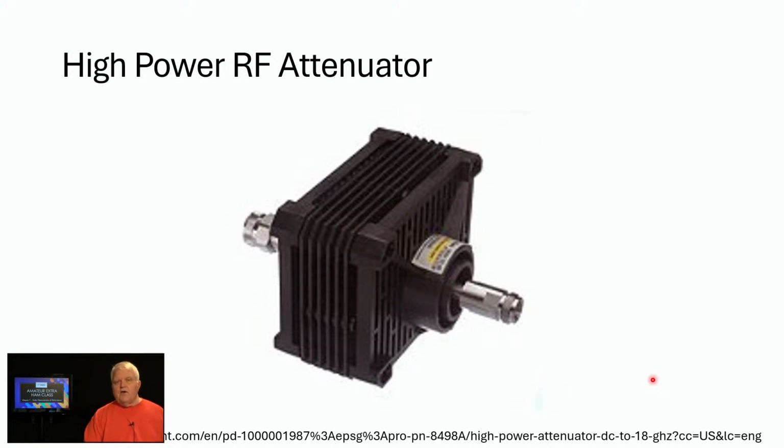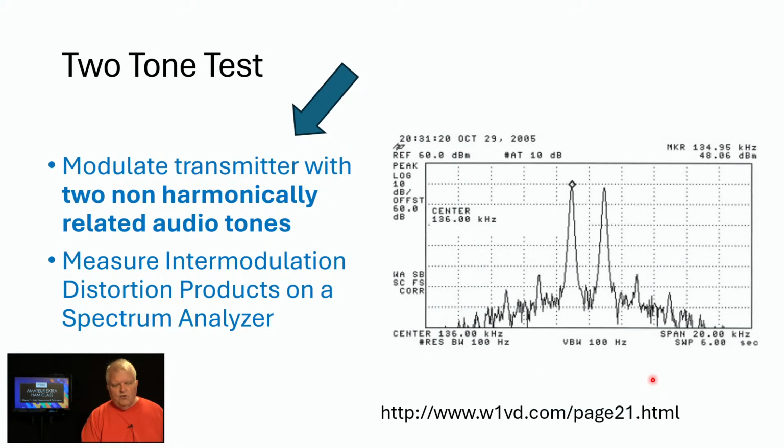And spectrum analyzers are used in conjunction with something called the two-tone test. It's when you modulate a transmitter, an audio transmitter, with 2 non-harmonically related audio tones. So 1,000 cycles and 1,500 cycles would be fine, but 1,000 cycles and 2,000 cycles, that'd be no good. Those are harmonically related. And what you're doing then is measuring intermodulation distortion and the resulting products on a spectrum analyzer on a display, something like this.